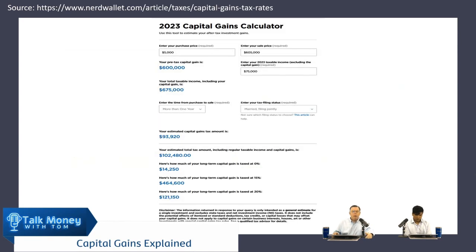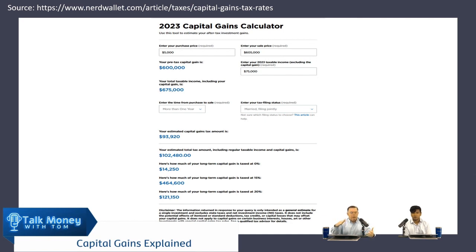And then lastly, there is a calculator. I know this is kind of small to see, but we really wanted to just show this as a resource. NerdWallet has a calculator, and you can go in and say, okay, in this case the person had $75,000 worth of income and a $600,000 gain. So let's say they sold a house, and after everything's said and done, they end up with a $600,000 gain. So their total income is $675,000. The main thing we wanted to point out here is how much is taxed at zero. In this case, it was $14,250 of that gain.